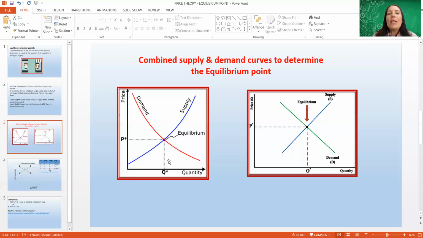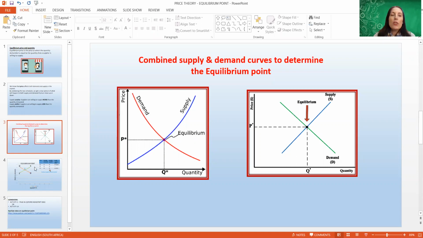Now, where is the equilibrium point? Equilibrium price and quantity. This is where these two graphs or curves meet. So where they intersect, that would be our equilibrium point in the market. And that means the quantity demanded and the quantity supplied at that specific price is exactly the same.